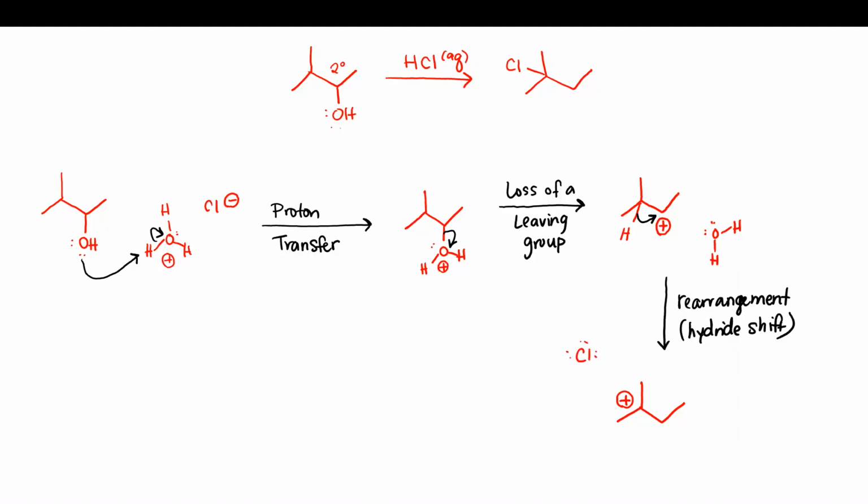Now we're left with nucleophilic attack, which is the last step. So the nucleophile in solution is chloride. We can show it attacking the electrophilic carbocation. We'll label this step nucleophilic attack, and that forms the product, which is our tertiary alkyl halide.